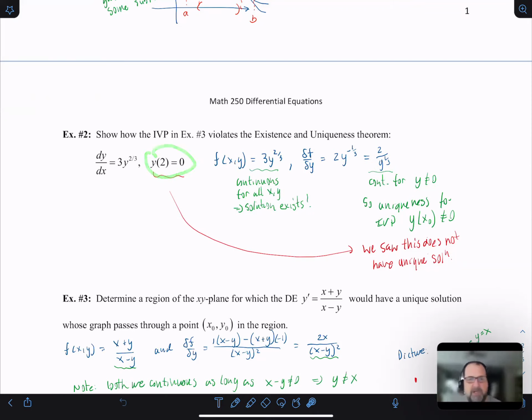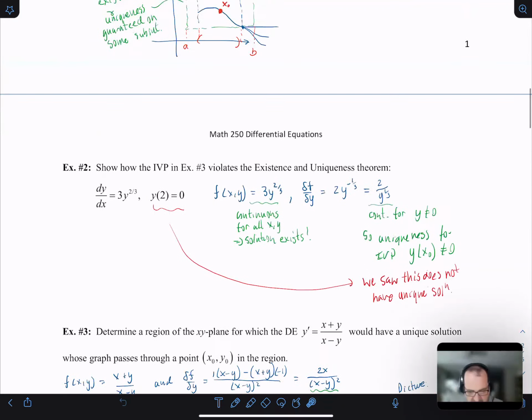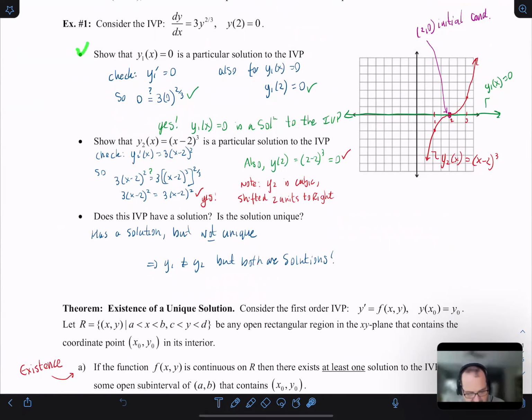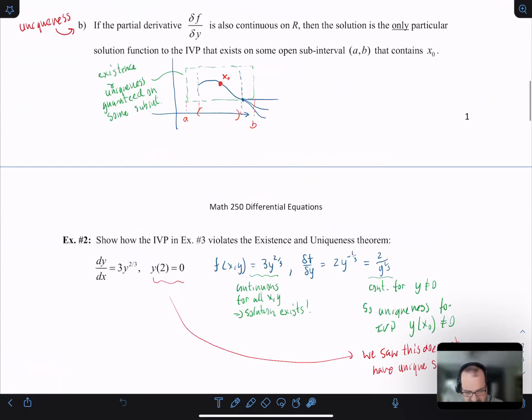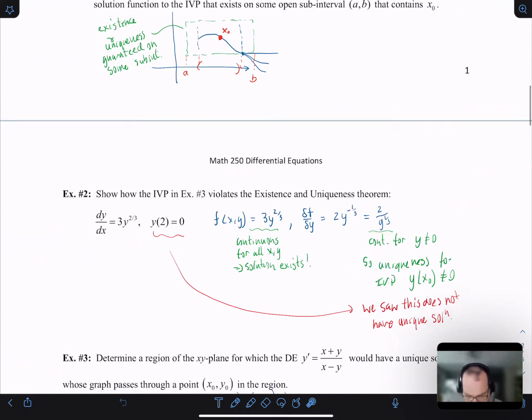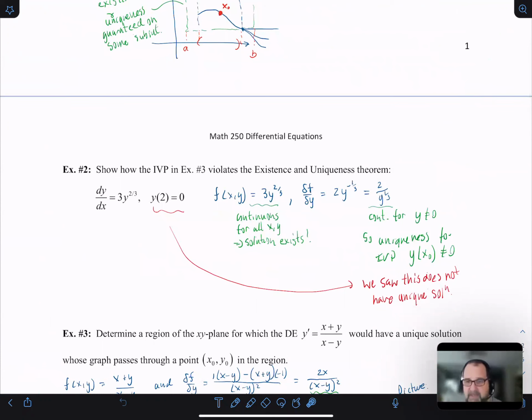So let's see what we had. This was our initial condition. Our initial condition happened to be a place where y equals 0. This was not allowed for uniqueness. Hence, this is why we had the possibility, and in fact saw, that we had two different solutions to the initial value problem. This particular example does satisfy the existence part of the theorem, but it fails the uniqueness part of the theorem, and hence we cannot assume uniqueness, and in fact it did not have uniqueness here.